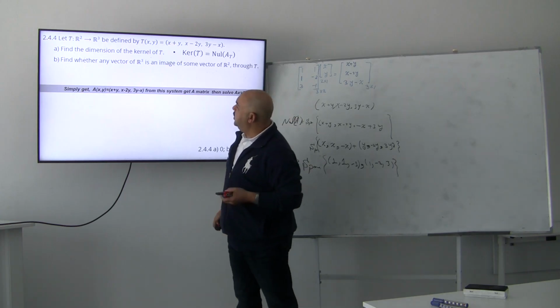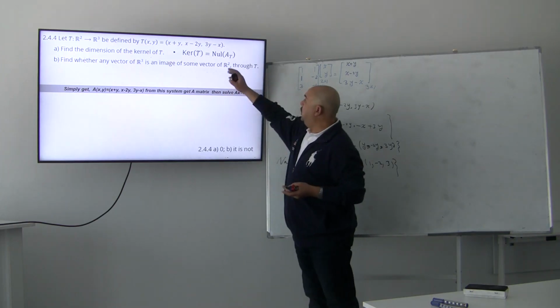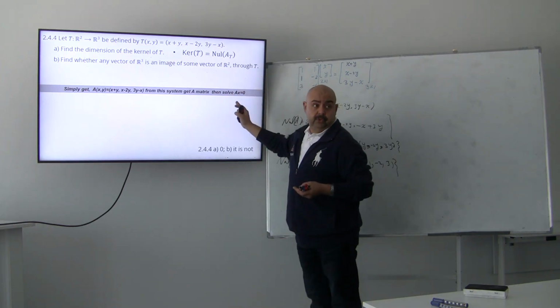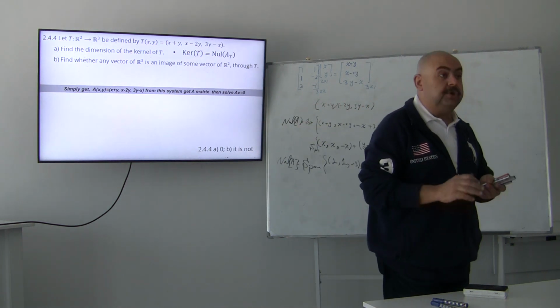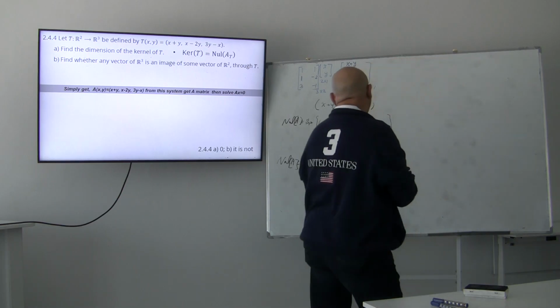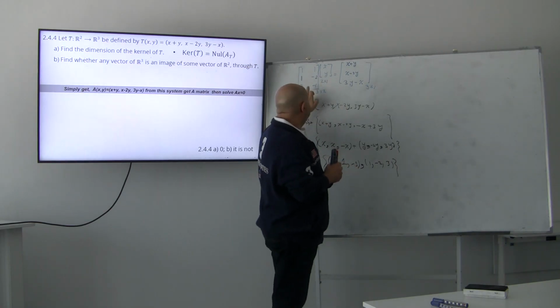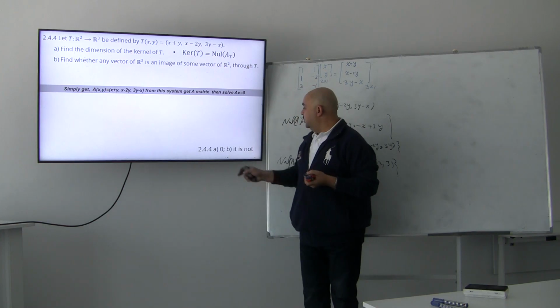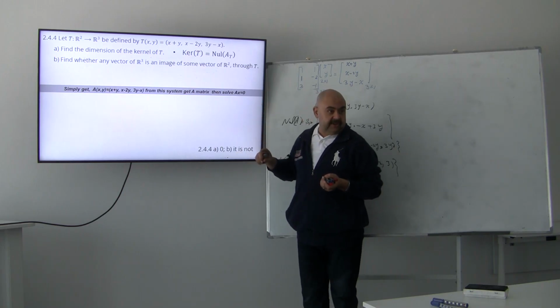It says find whether any vector of R3 is an image of some vector of R2 through T, which means I will need to reverse this transform, which is not going to be possible. Why is it not going to be possible? Because to do an inverse transform, to get A inverse, this must be a square matrix. It's not a square matrix, so I will not be able to get the inverse. This is why it's written that you can't get the R3 from R2 vice versa.